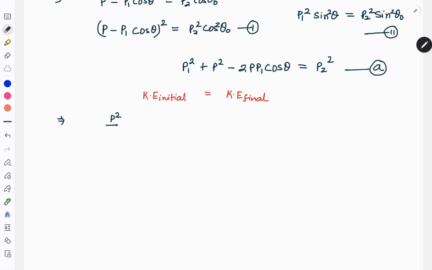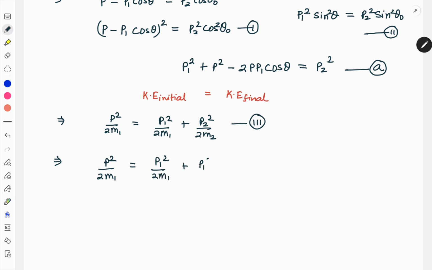So we will write p square by 2 m1 is equal to p1 square by 2 m1 plus p2 square by 2 m2, and this we are referring to as the third equation, maybe fourth if you are writing 1, 2, 3 or 4. Over here, if we substitute the value of this expression, we write it as p square by 2 m1 equal to p1 square by 2 m1 plus p2 square by 2 m1.